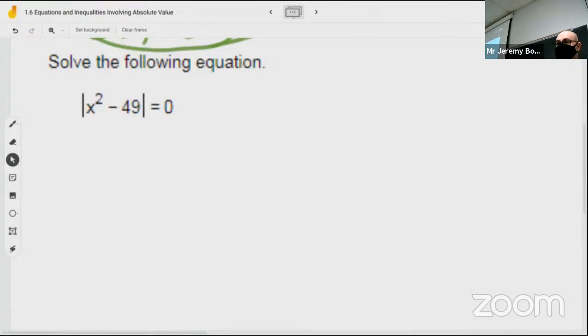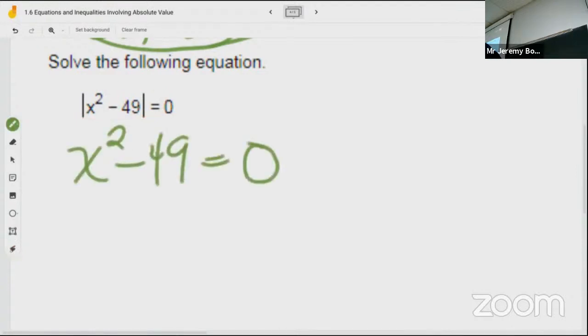Only 0, right? So we know that this stuff in our absolute value, the x squared minus 49, has to equal 0. There's no plus or minus. It just needs to equal 0. And then we take the absolute value of 0, we get 0. I've been doing the square root method a lot, so let's do the factoring method.